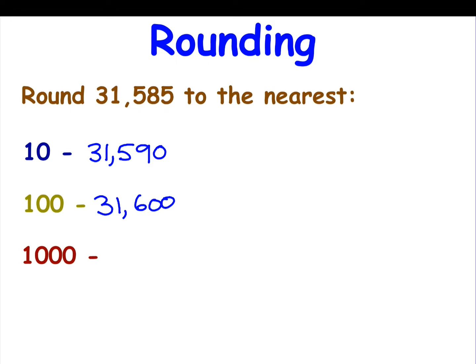So now let's round to the nearest 1,000. So it's the thousands that we're interested in, so the 1 represents the thousands. And in order to decide whether to stick with 1 or twist and go up to a 2, we need to look at the next number along. That next number along is a 5, therefore you twist, you go up to 32. So it becomes 32, and don't forget to infill the other place values with zeros. So it becomes 32,000.